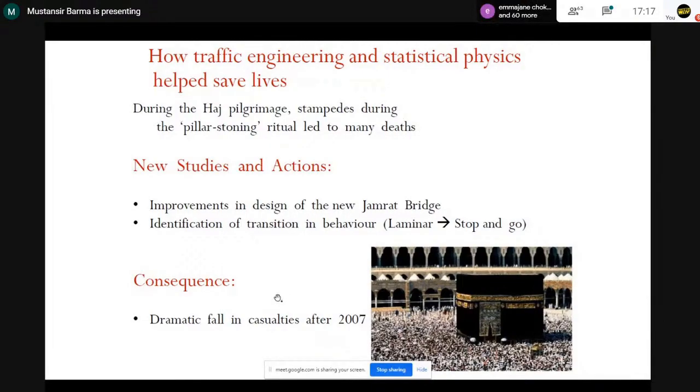I mean, there's a very nice story that goes with this, but let me not get into that. They were able to identify the transition in behavior that happens. It's a precursor to the stampede. They were able to identify the precursor and to design things such that that precursor would not occur. And if the precursor doesn't occur, then the stampede doesn't occur either. So there was a new design of the bridge. And after 2007, when this was implemented, there's been a drastic fall in casualties there during the Hajj.